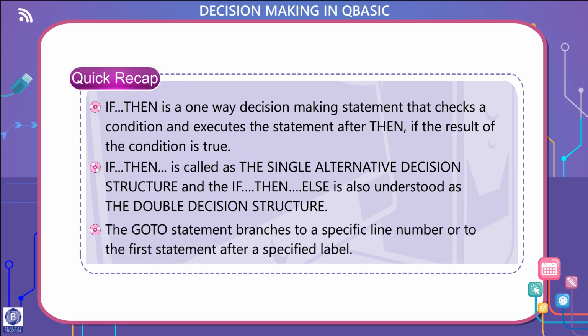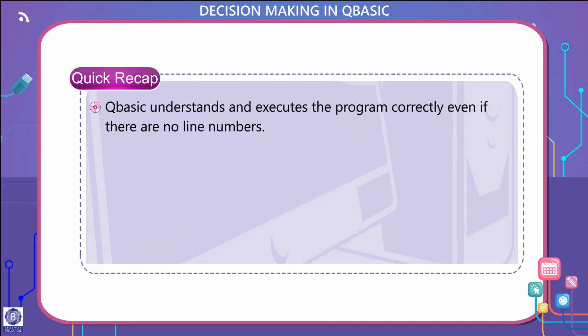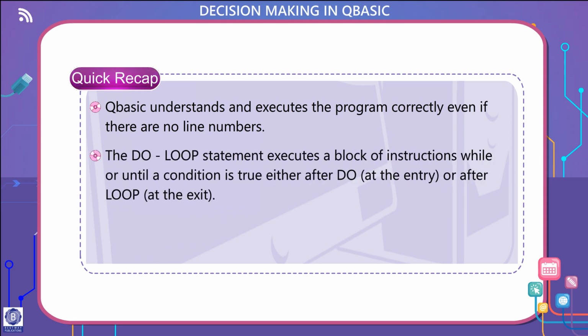The go-to statement branches to a specific line number or to the first statement after a specified label. QBasic understands and executes the program correctly even if there are no line numbers. The do-loop statement executes a block of instructions while or until a condition is true, either after do at the entry or after loop at the exit.